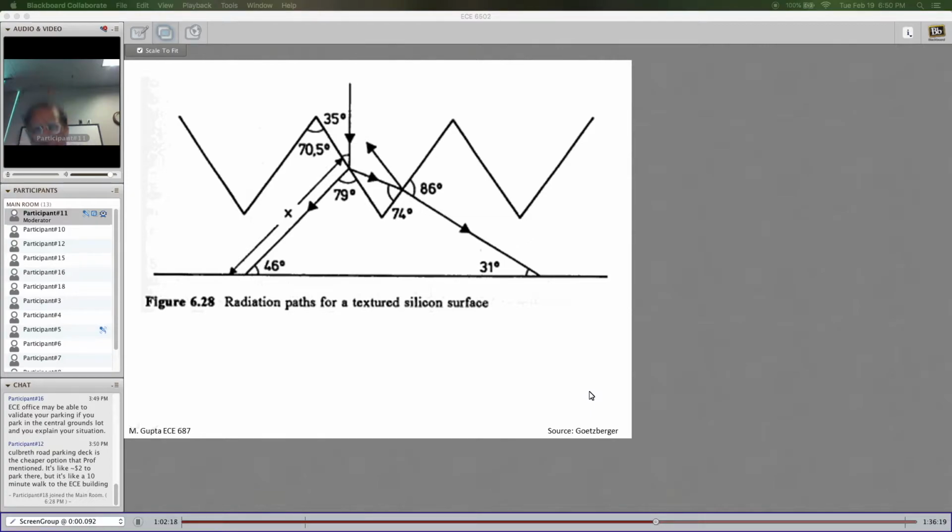Okay, so that's about what I want to talk about, the anti-reflection. Anybody has any comments or any discussion points?